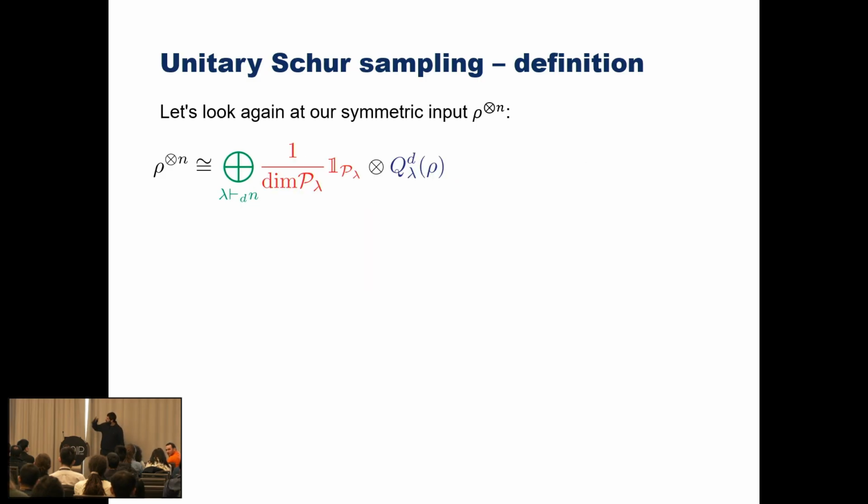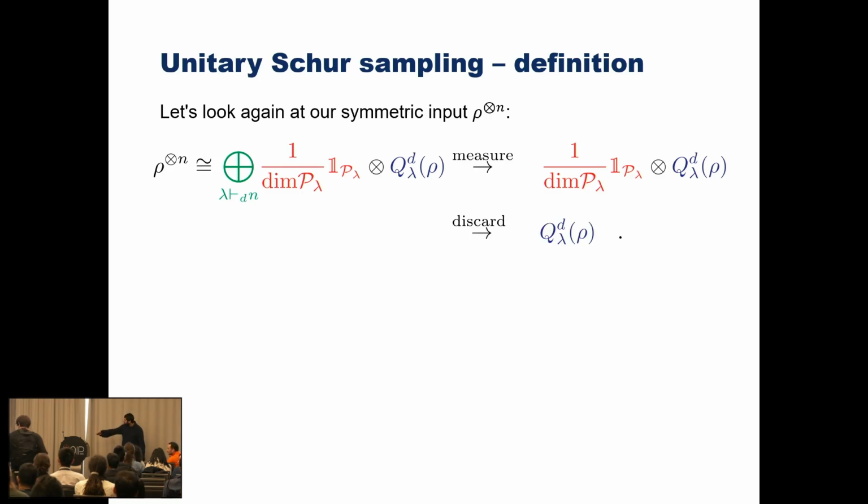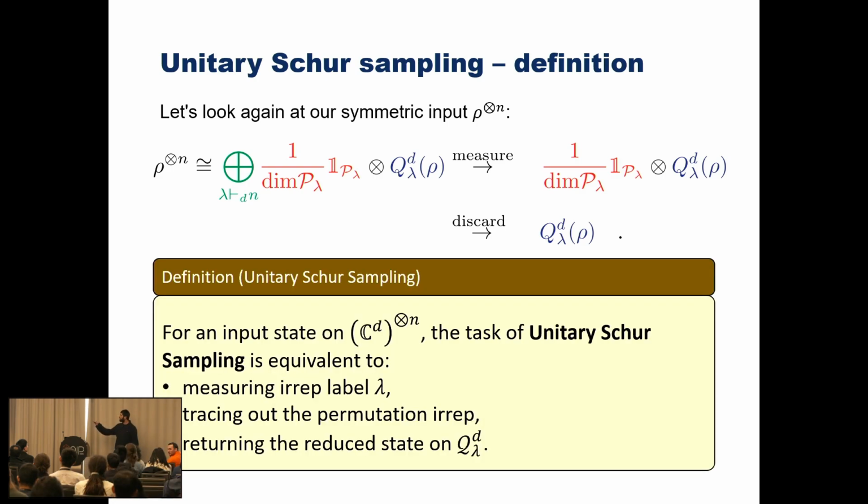But now we can take this. We can say, OK, this is our state. We can measure the label lambda, because as I said before, this is just classical information. And we can then dump the permutation register, because there was no information on it anyway. And this is what we need in our quantum algorithm. This is a primitive for any task that has this symmetry, because as I just showed, this is all the information you need for these tasks. And we call this primitive unitary Schur sampling.